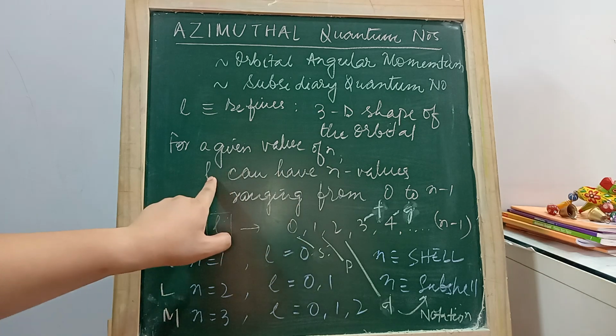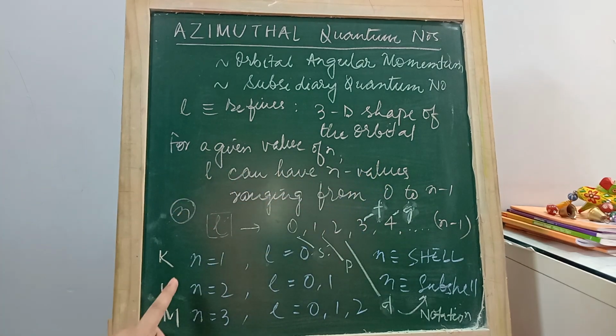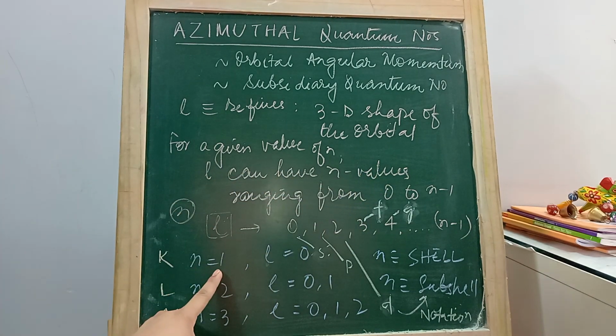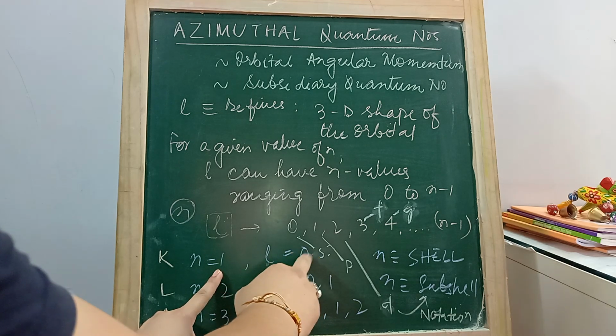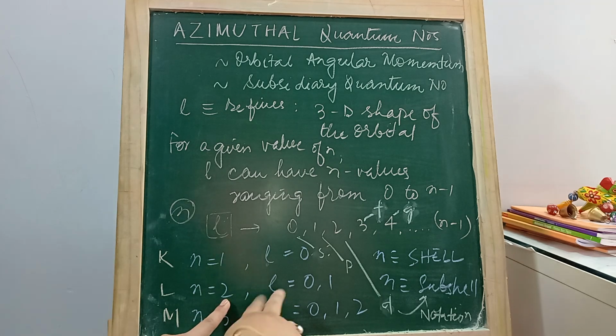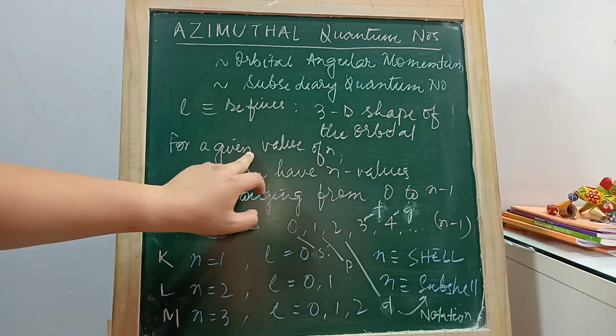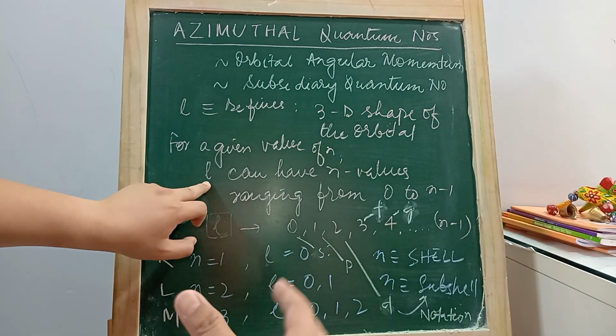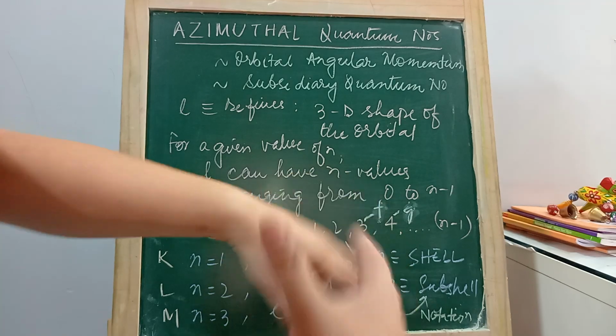Okay, what does it mean? l can have n values. So for example, n equal to 1: how many values of l are possible? Only one value of l is possible. If n is equal to 2, how many values of l are possible? 2 values of l are possible. If n equal to 3, how many values of l are possible? 3 values of azimuthal quantum number are possible. That's what it means. For a given value of n, n number of values of l are possible.